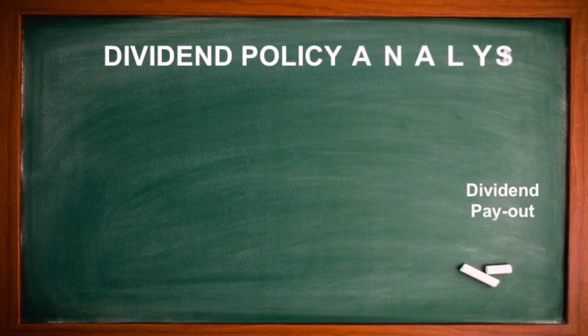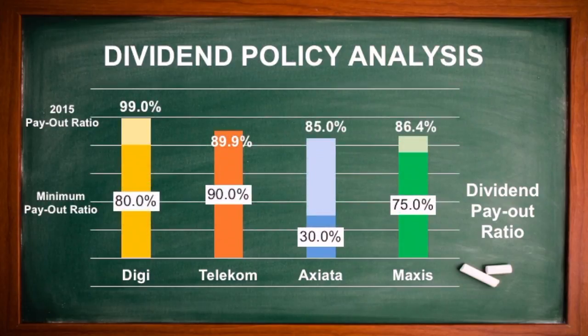Dividend policy analysis. For Digi, quarterly dividend payment based on a minimum payout ratio of 80% of net earnings. For Axiata, yearly dividend payment of at least 30% of its consolidated profits after tax attributable to shareholders after minority interest, PATAMI. For Telekom, yearly dividend payment of Ringgit Malaysia 700 million or up to 90% of our normalized PATAMI, whichever is higher.